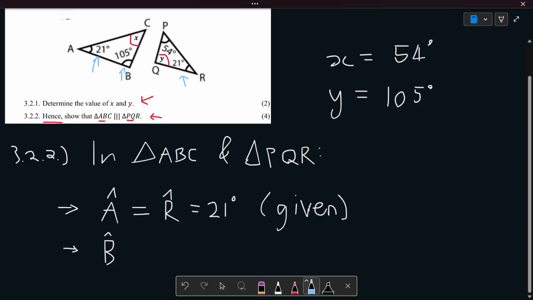What other angle is 105 degrees? As you can see, where we worked out, y is equal to 105 degrees. So this angle here, Q, where y is equal to 105 degrees, Q is the same as angle B. Angle Q is the same as angle B. So therefore angle B is equal to angle Q. It's going to be equal to 105 degrees.